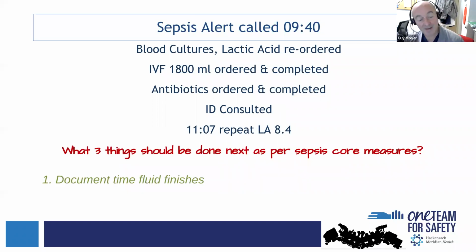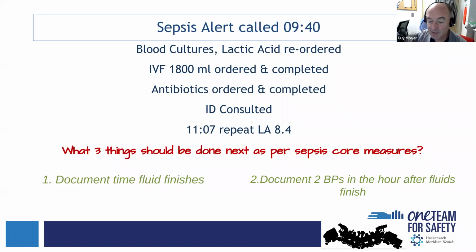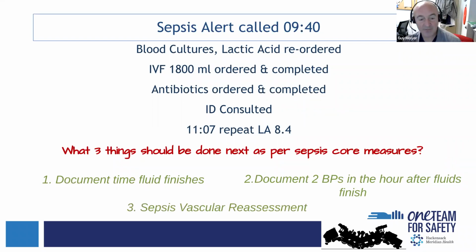Make sure that you document the time that all of the fluid has infused. Make sure you document 2 blood pressures within that hour's time after you completed the fluids. And once the patient is being evaluated by ID or the hospitalist or the attending, just try and remind them to do the sepsis vascular reassessment. You should probably already know that if it's during the day shift, you want to call that sepsis alert to get the APNs notified so that they can actually track that patient in real time.